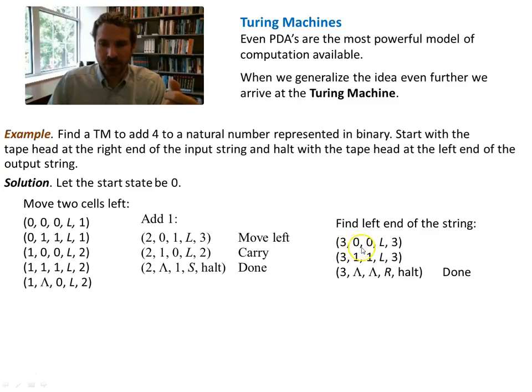So if it's a 0, you move left. If it's a 1, you move left. Once you find the left end of the string, you just keep moving until you get to the left, and then you get this symbol, which means you're done, and then you move to your halt state. So the real work here is in state 2 with adding the 1 and dealing with the carry state, and then we move on.